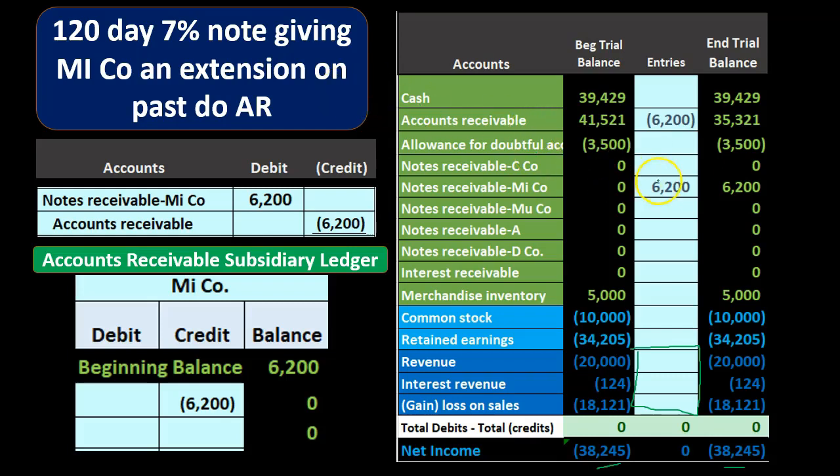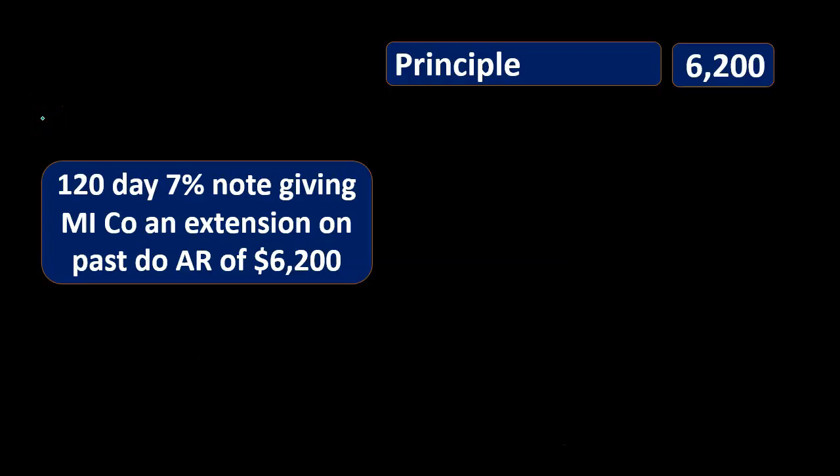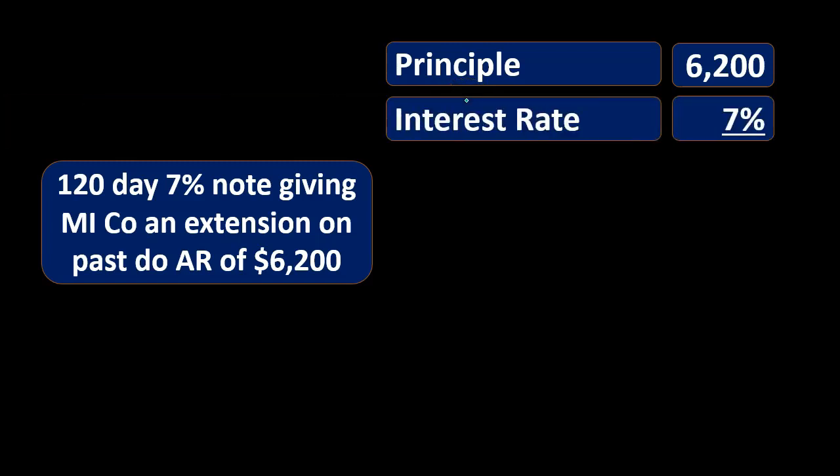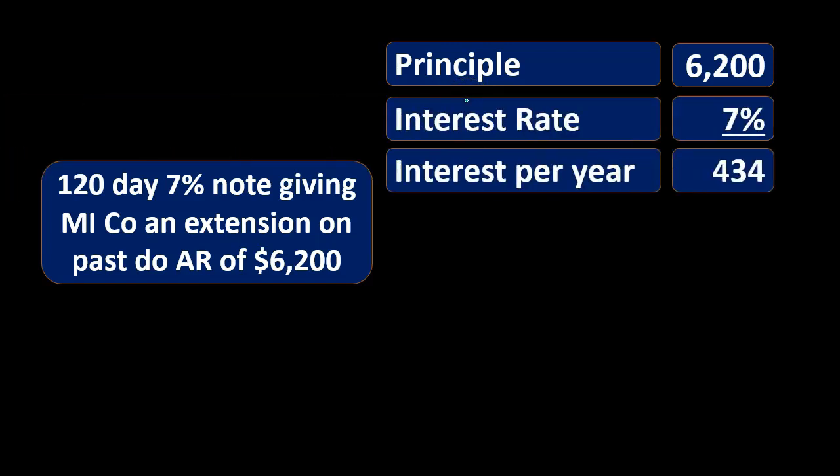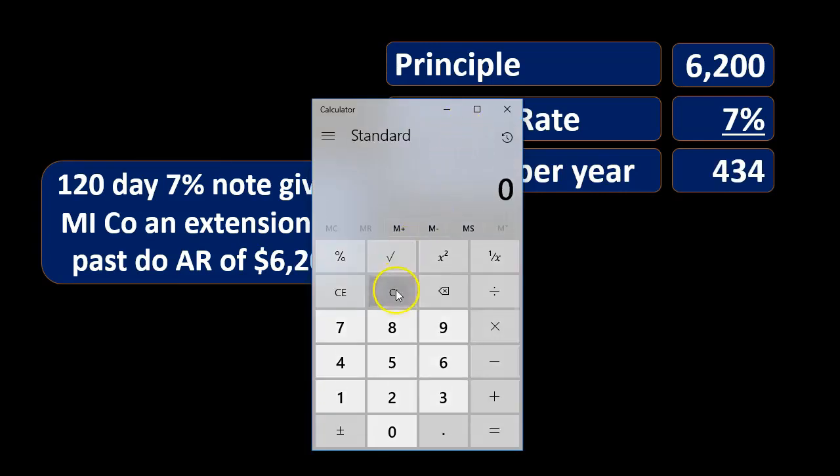Why? Because this asset account will allow us to track not only what is owed to us, but we'll want to calculate the interest on it and the longer term of days. Then we're going to say, okay, what happens at the end of this time period? We're going to get paid both the principal and the interest, and therefore we need to calculate what that interest will be. So the principal amount is 6,200. The interest rate is 7%. 6,200 times 7% is 434, or 6,200 times 0.07 is 434.